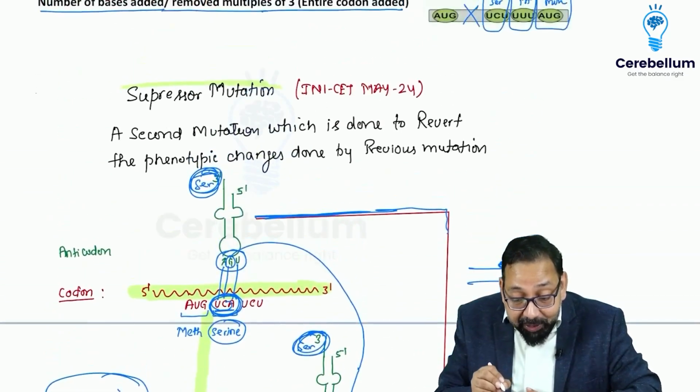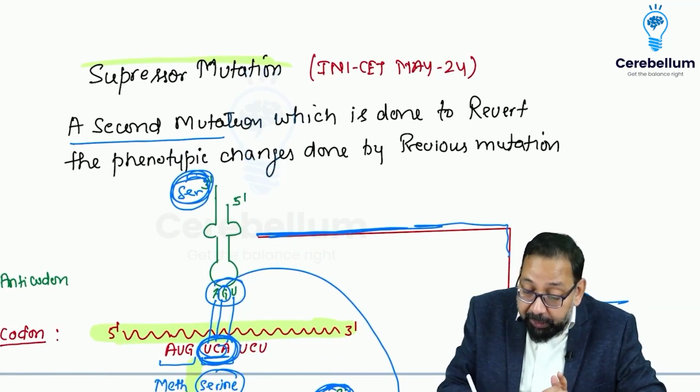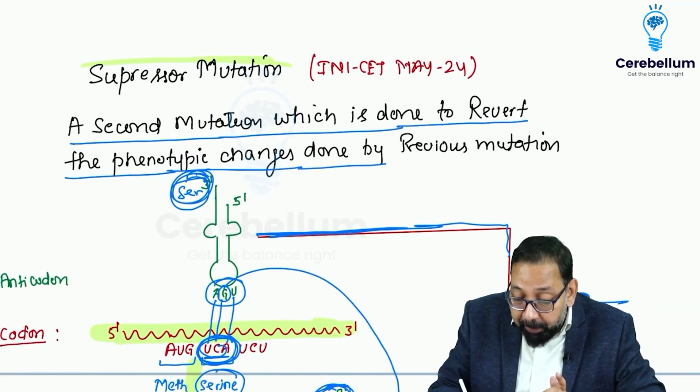So this is suppressor mutation: a second mutation which is done to revert the phenotypic change done by the previous mutation.